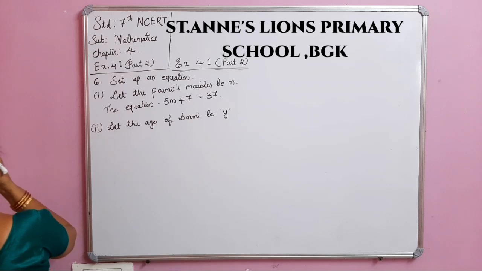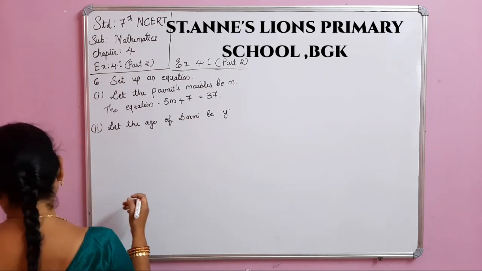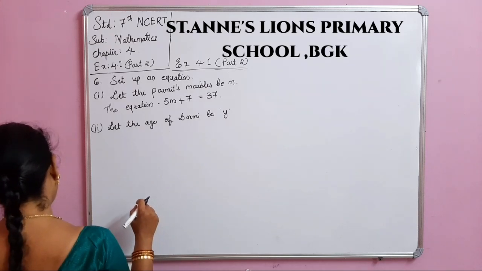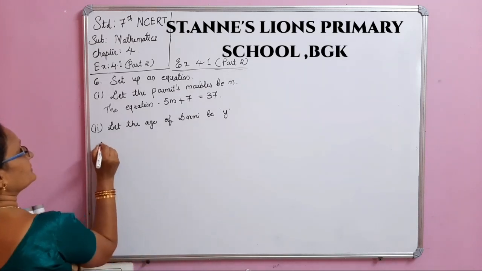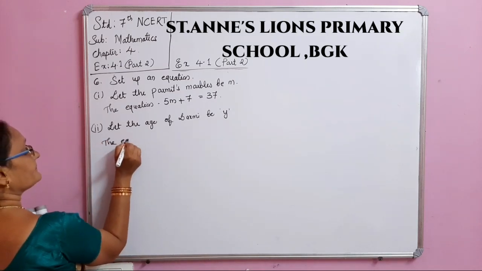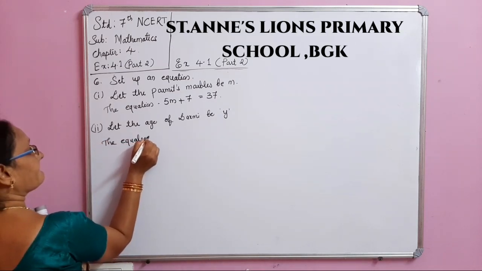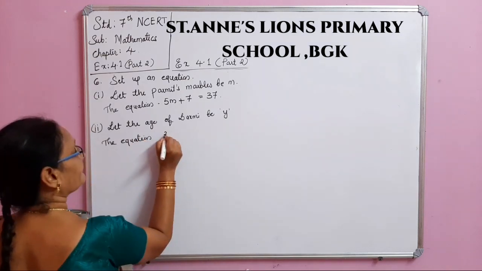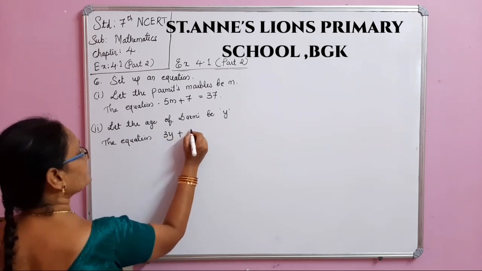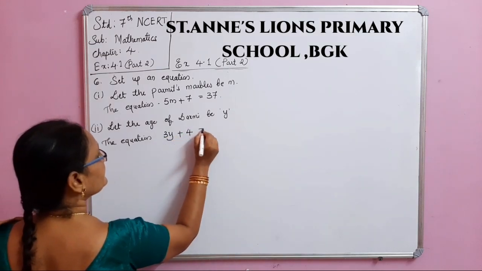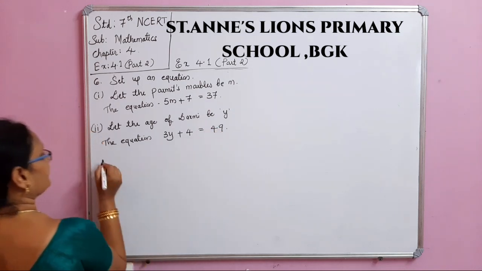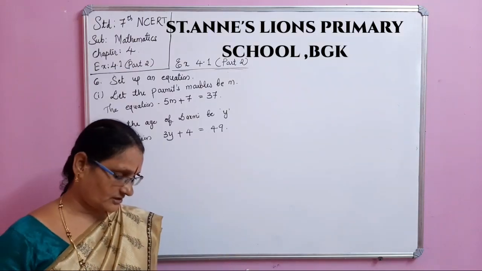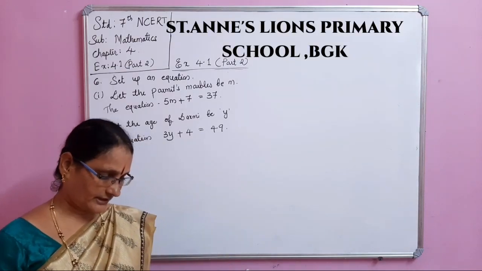y. Then Lakshmi's father is 49 years old. He is 4 years older than 3 times of Lakshmi's age. So the equation. See here, 3 times Lakshmi's age means 3y. 4 years older means plus 4 is equal to 49. So this is the equation, 3y plus 4 equal to 49.